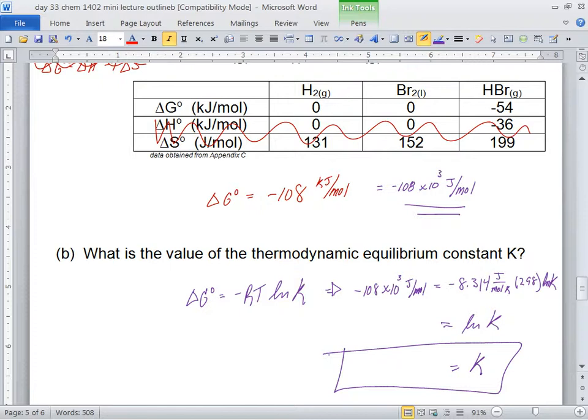Well, what I did is I put a 10 to the third in for the kilo because my joules have to cancel out. So if I leave this at negative 108 kilojoules per mole, then I better convert R to kilojoules. So that would be 0.008314 kilojoules per mole Kelvin. So you have two ways to go. You just got to get those joules to cancel out one way or the other. So I just chose the easy way. Kilo means 10 to the third, so I just put in 10 to the third for the kilo.